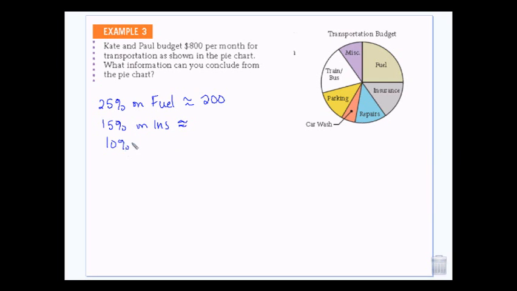And 10% on miscellaneous. So 15%. Well, 10% is what, 80? Yeah, so that's about $120. That's about $80. Then we've got this other $400 over here. And I would say that's about 25% there, yeah? So I'm going to say that the train bus thing is about 40%.